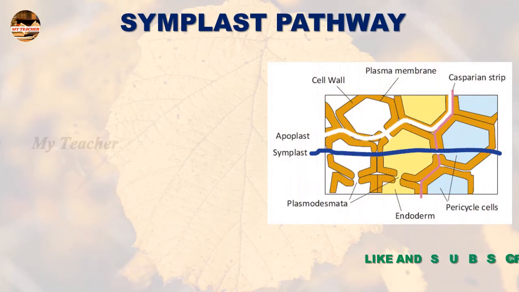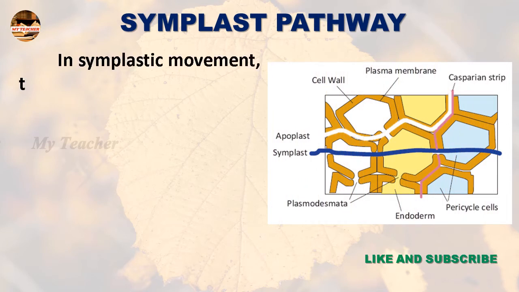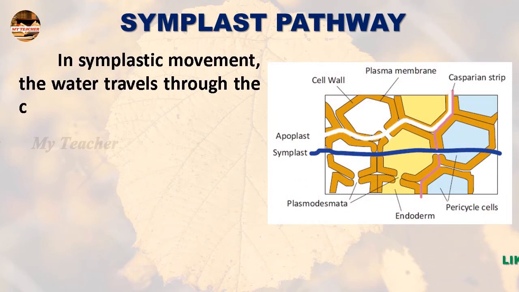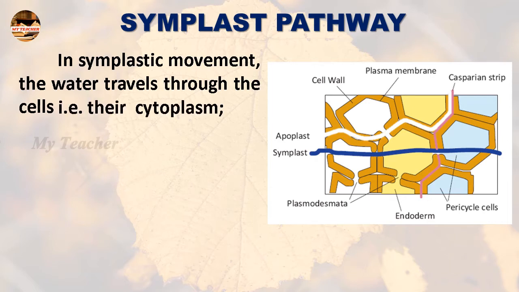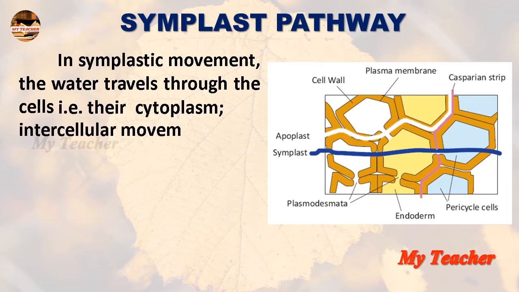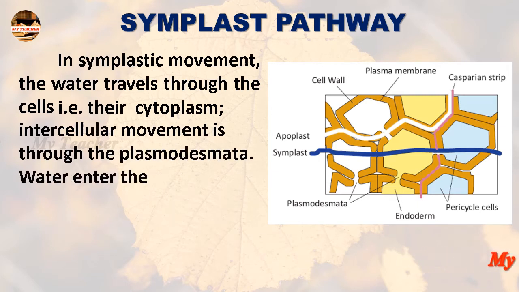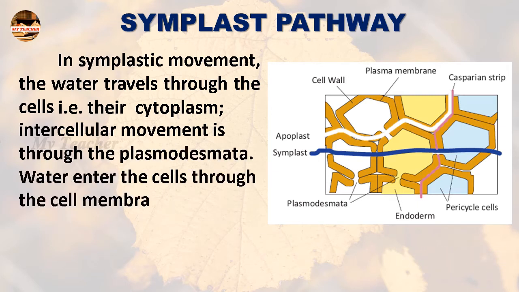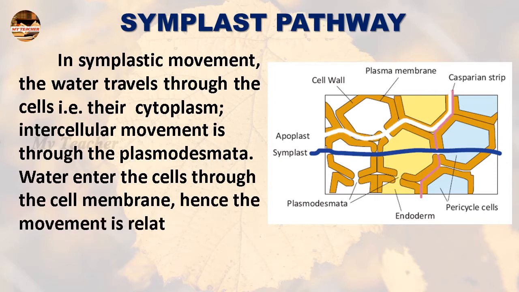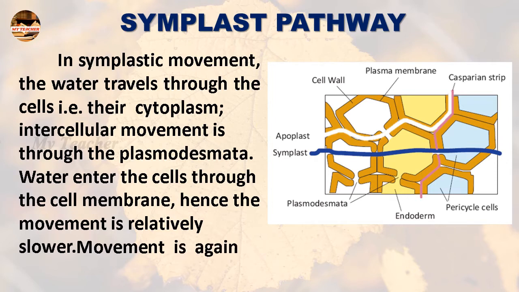Symplast Pathway. In symplastic movement, the water travels through the cells, that is, their cytoplasm. Intercellular movement is through the plasmodesmata. Water enters the cells through the cell membrane, hence the movement is relatively slower. Movement is again down a potential gradient. See the picture displaying the Symplast Pathway.